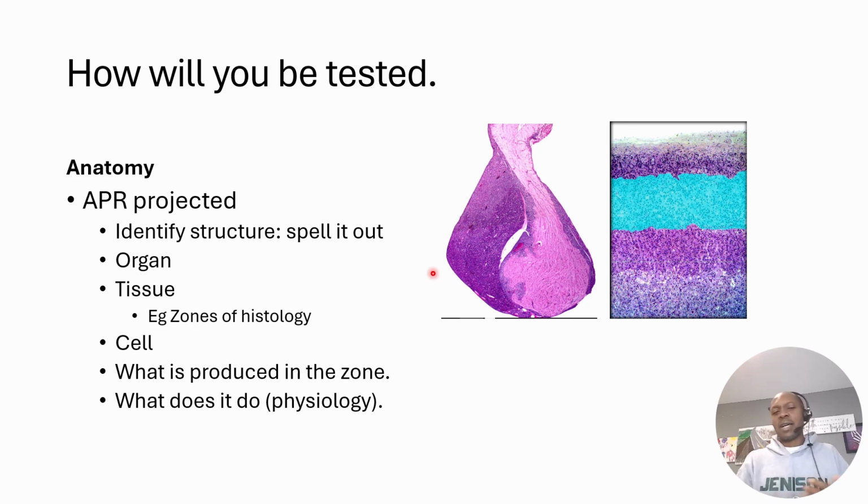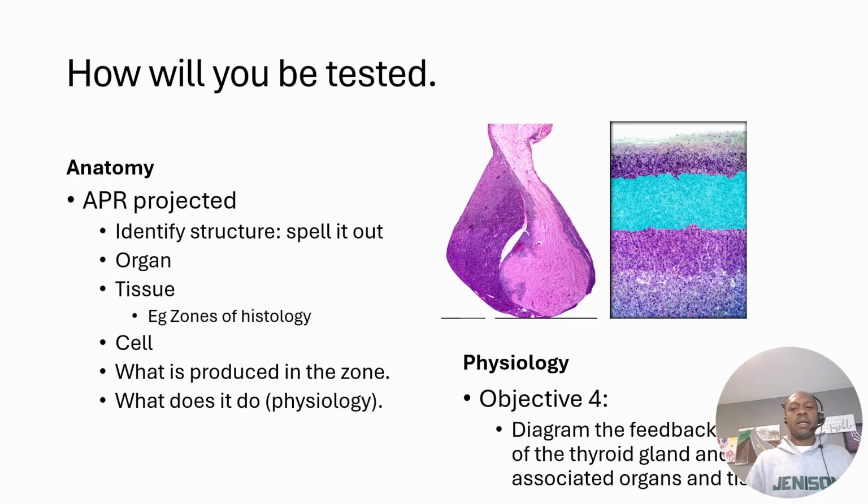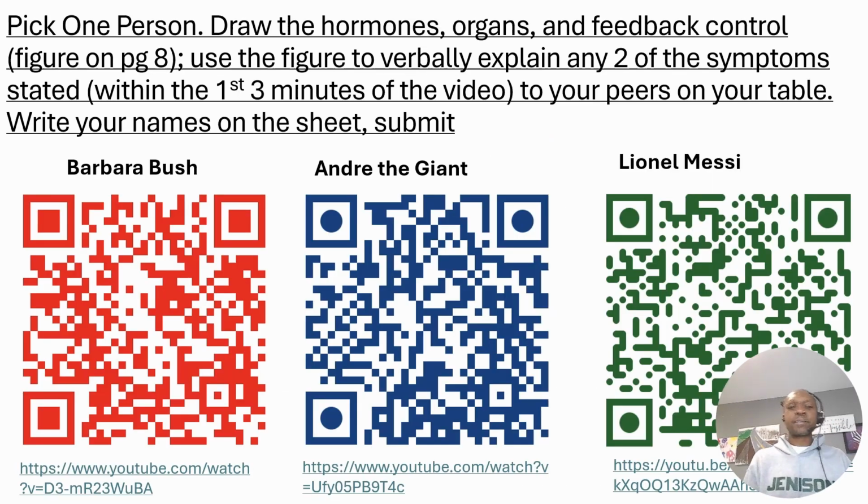And you could be asked what's produced in that particular zone. What hormone is coming from there? And then that could go into the physiology. What does it do? You might be asked things like what does that hormone do? You might be asked to diagram the feedback. Again, that's objective four, maybe in this case for the thyroid hormone.